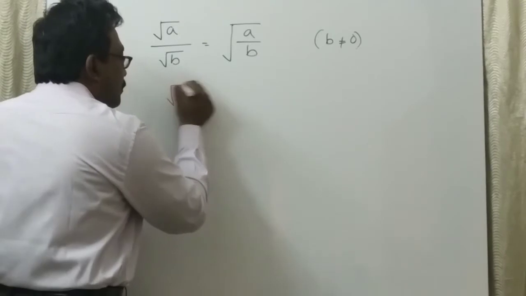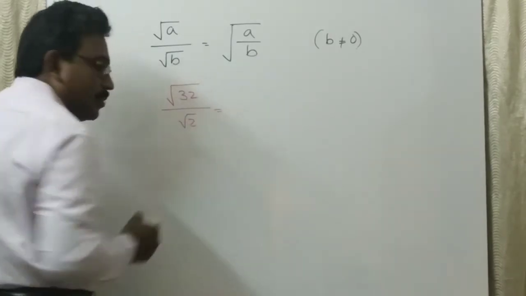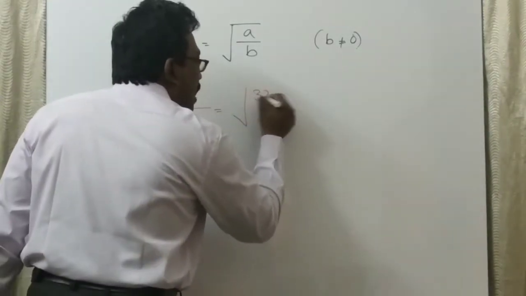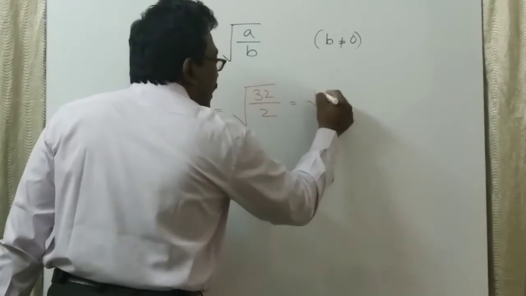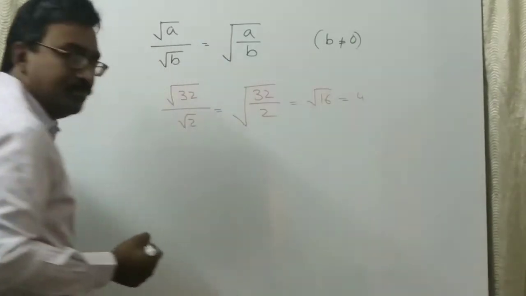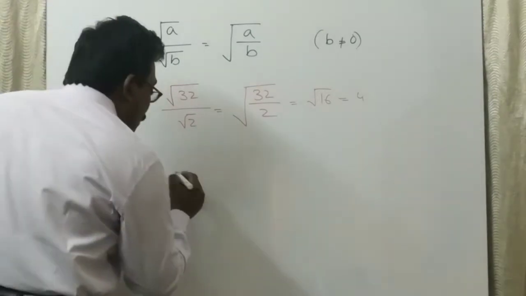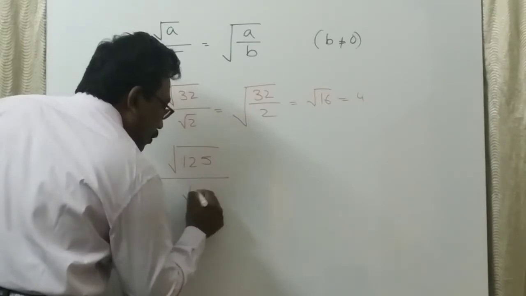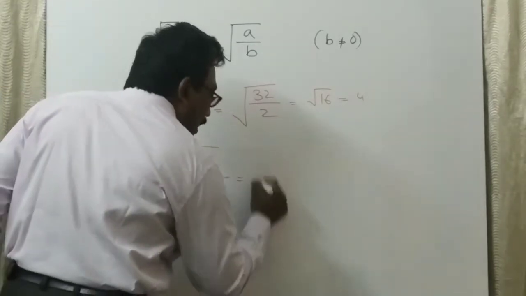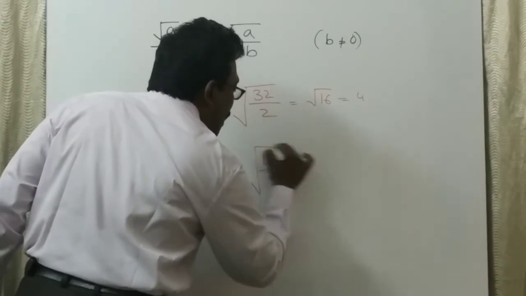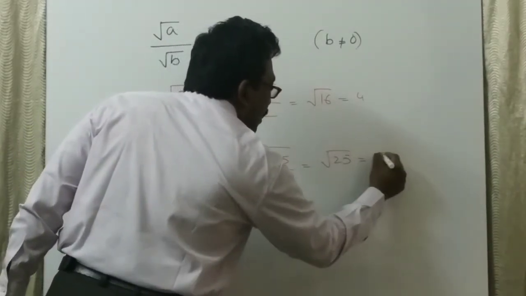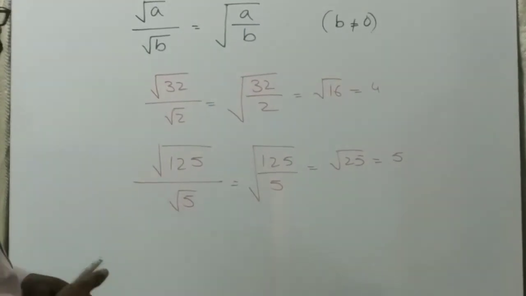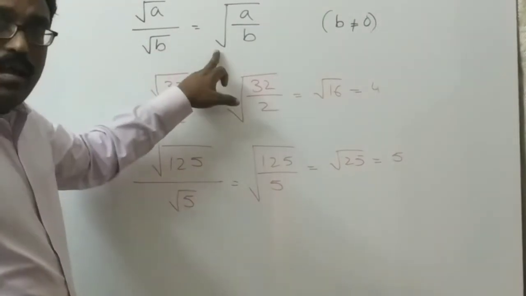Root of 32 by root 2. 32 is not a perfect square, 2 is not a perfect square. If you apply the root of A by B formula, then it is root 16, and the answer is 4. Suppose we discuss again root 125 by root 5. It can be written as root of 125 by 5, that is root 25, which is 5. So this is our second formula: root A by root B is equal to root of A by B.